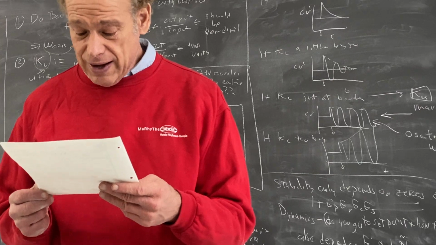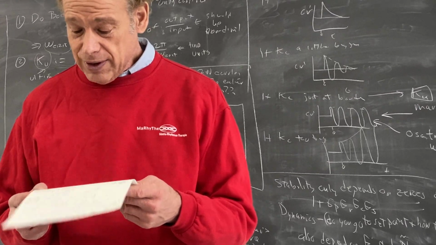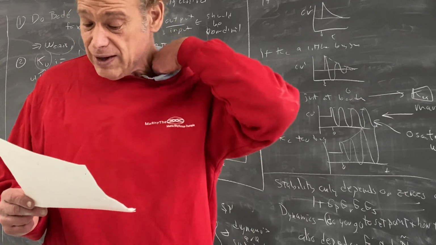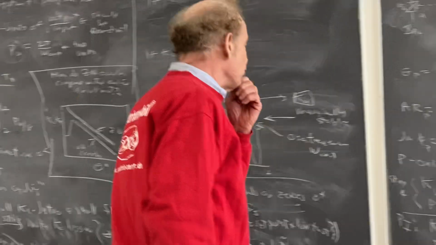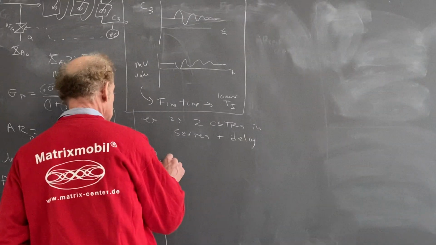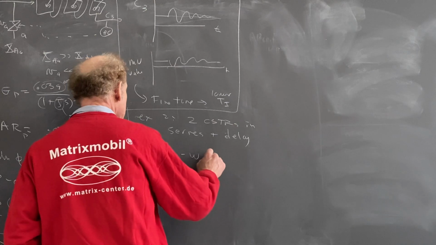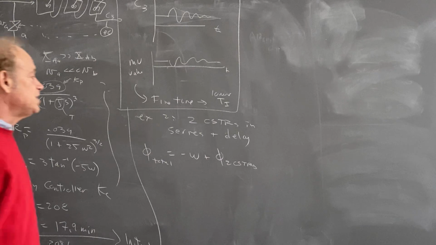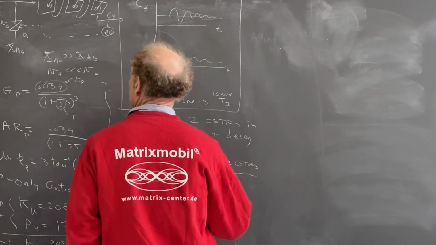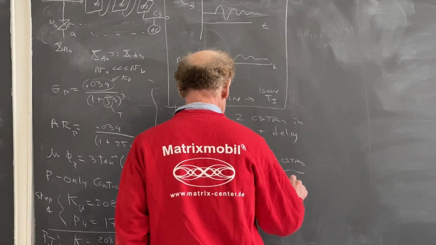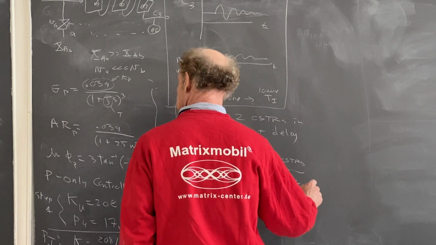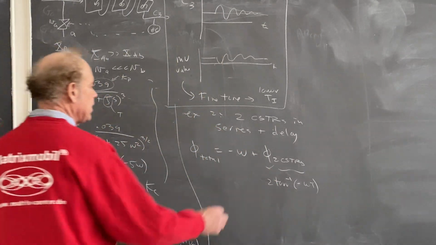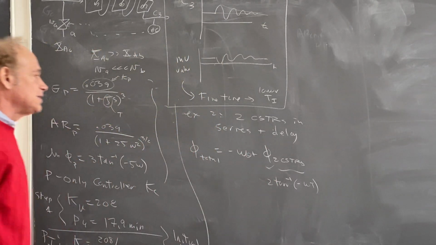So we write out GP, write out phi. That's no big deal. The important thing here is phi total is equal to minus omega theta plus phi of the 2 CSTRs. Phi of the 2 CSTRs, remember this thing is 2 arctangent of minus omega tau. And this is going to be minus omega theta, where that's the delay.